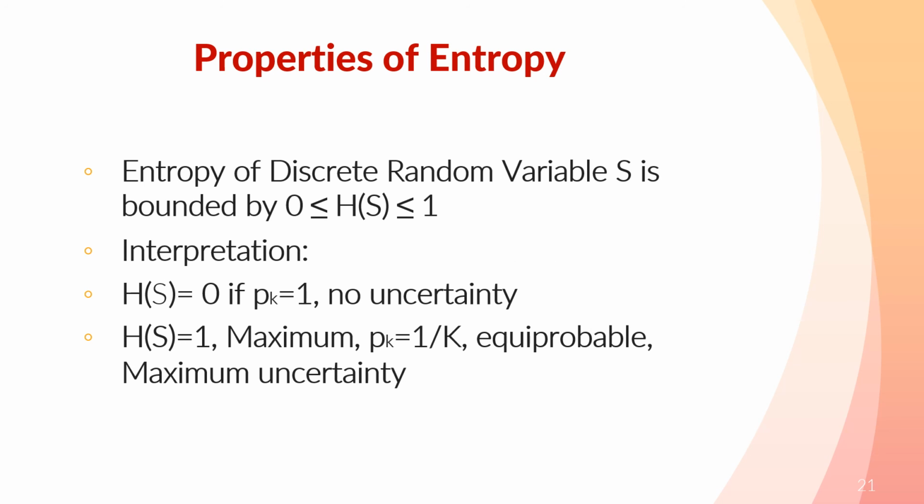Now, properties of entropy. Entropy of a discrete random variable is bounded between 0 and 1. The meaning is that entropy is 0 if the probability of occurrence is 1, that is, no uncertainty. At the same time, it will have its maximum value for equiprobable outcomes, with maximum uncertainty. Right? So these are the properties of entropy. Entropy plays a major role in understanding data compression also, how much the data can be compressed. That information is directly proportional to entropy. So entropy plays a major role in multimedia compression techniques.